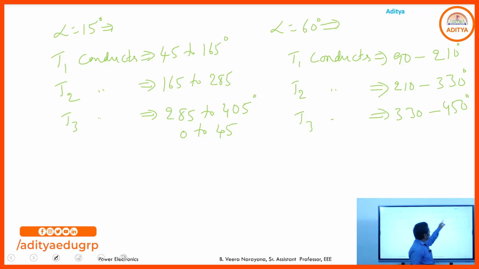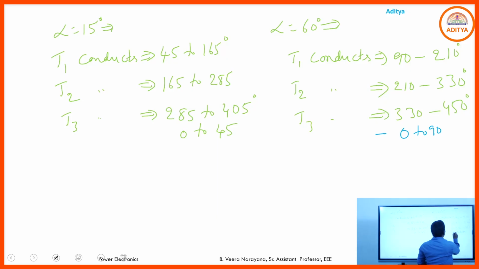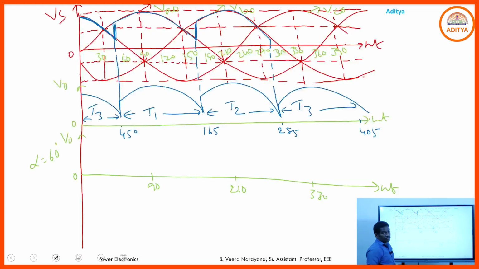So if you go through the continuous conduction mode, then the output voltage waveform is, see, 0 to 90. What happens? 0 to 90, T3 will be in the on state. If T3 is in the on state, the output voltage waveform simply follows VC naught. So 0 to 90, this portion. What you are getting here, this is 60, so this one, and 90 to 210, T1 will be in the on state.